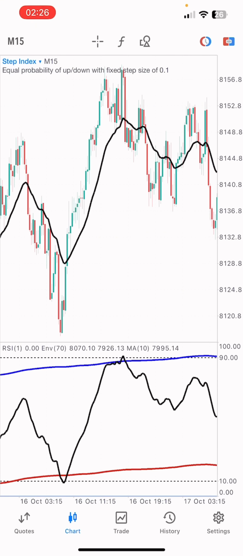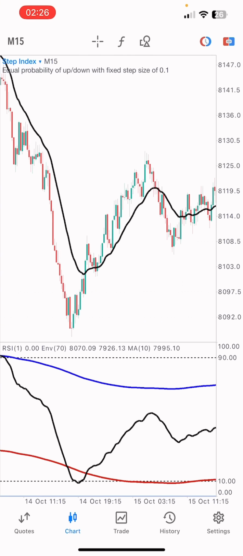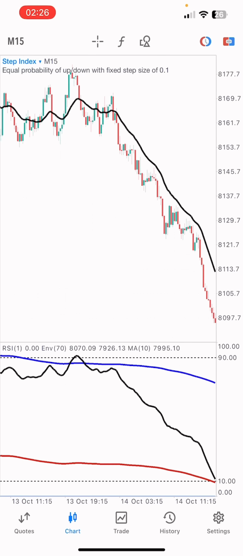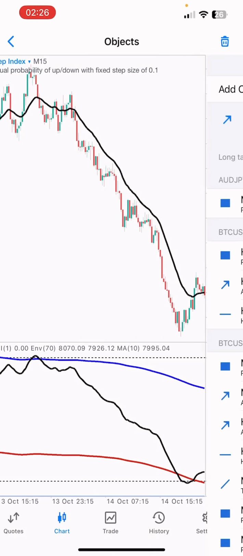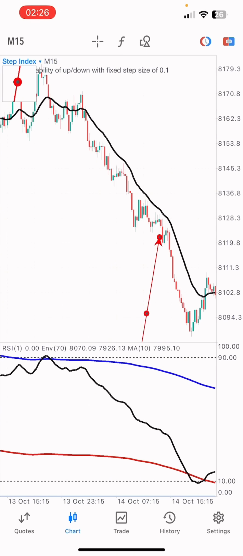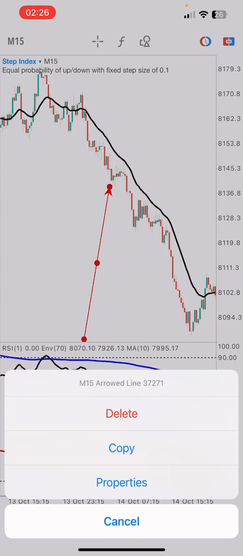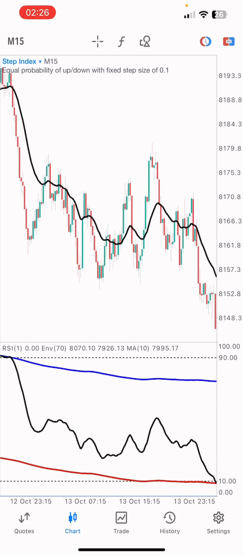You can also try crypto, you can try forex and synthetic indices, but they have been most active on synthetic indices. Okay, so let's look at this other one again. This was another sell opportunity. So price is below our black line, right? And you can see from here the market just moved down immediately.